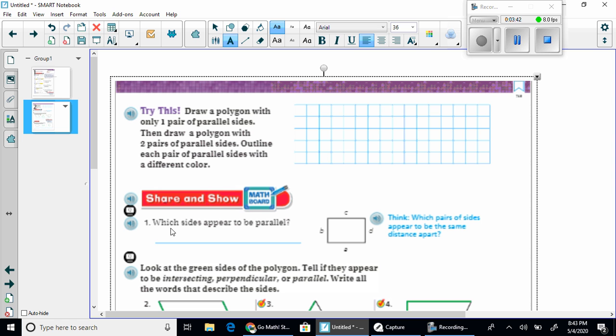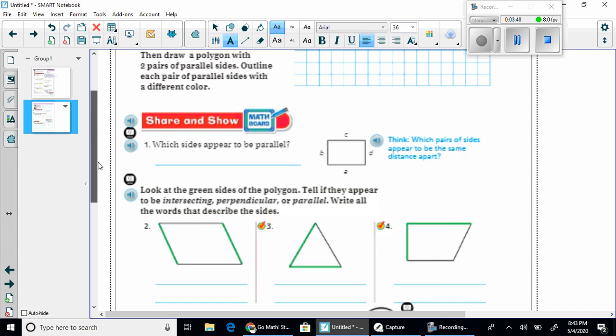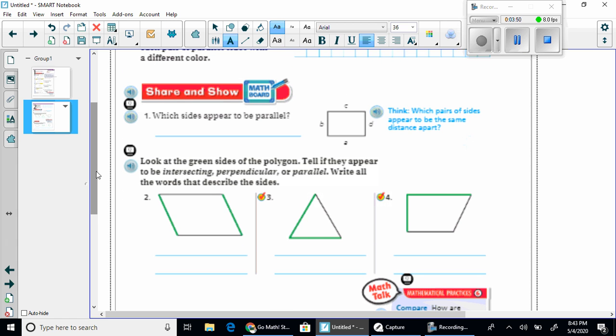Okay, I'm going to skip down to this question here for number one. It says, which sides appear to be parallel? So we are going to find the sides that are going to be parallel with each other. Remember, parallel lines never cross or meet. They are the same distance apart, and they would not form any angles. Okay, so take a second to pause this video and determine which lines you think would be parallel with each other.